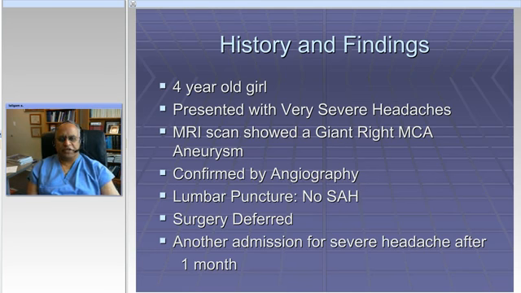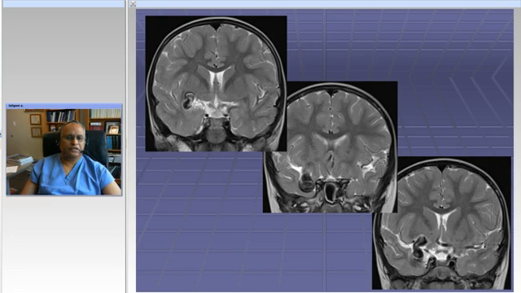This is a very interesting patient that I operated on along with Dr. Goran Mrak in Croatia. This was a 4-year-old girl who presented with very severe headaches. An MRI scan showed a giant right MCA aneurysm. This was confirmed by angiography. She had no subarachnoid hemorrhage, but she was sent home. She came back again with very severe headache, and again, probably it was just due to aneurysmal expansion. So the question was, what do you do with this patient?